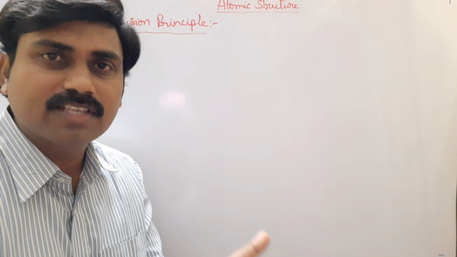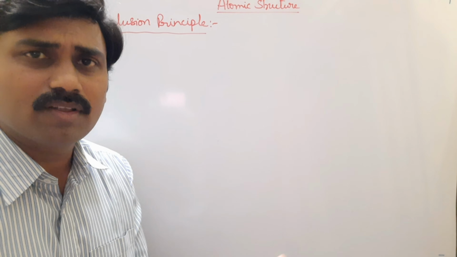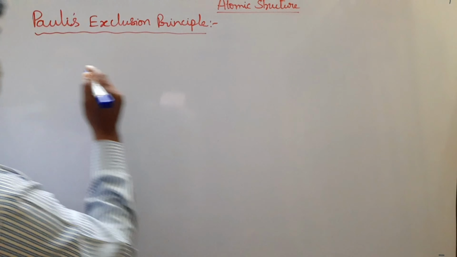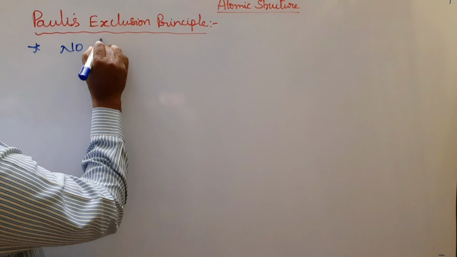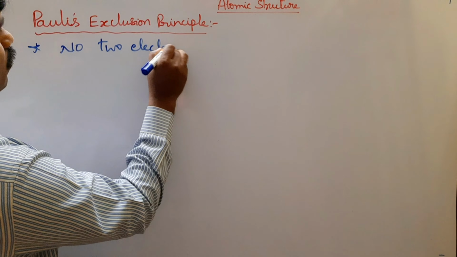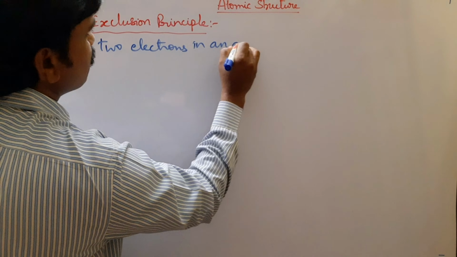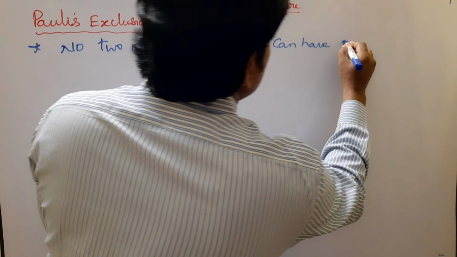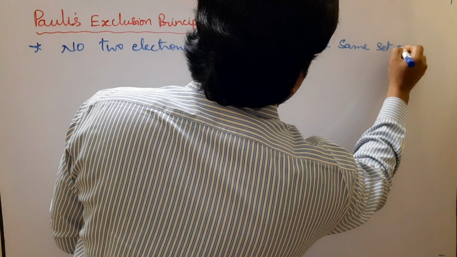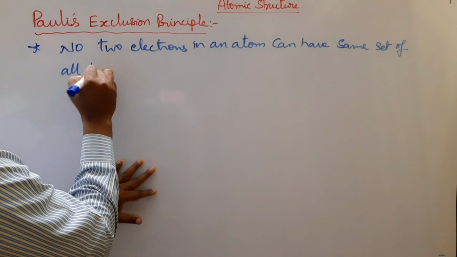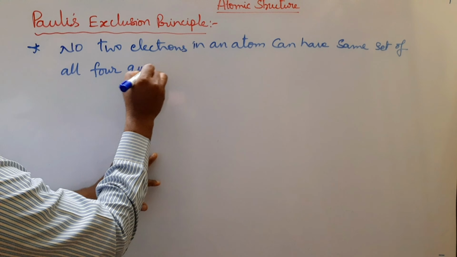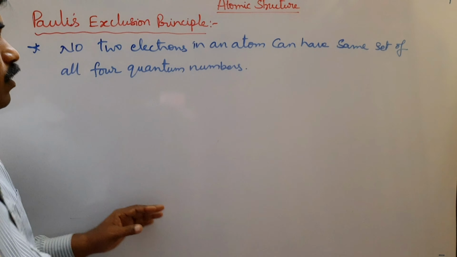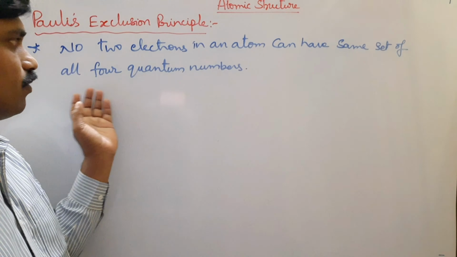Any s orbital, or any px orbital, py orbital, pz orbital or dxy orbital, whatever the type of orbital, can accommodate a maximum of 2 electrons only. That's why the statement: no two electrons in an atom can have the same set of all four quantum numbers.